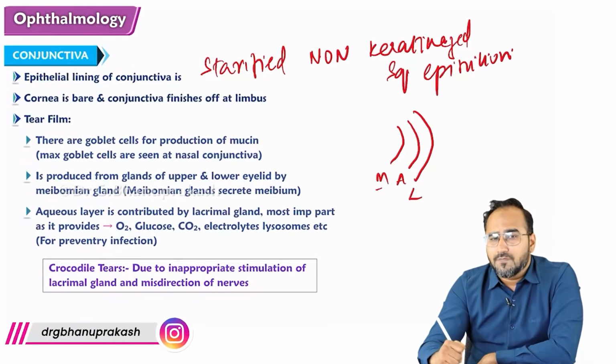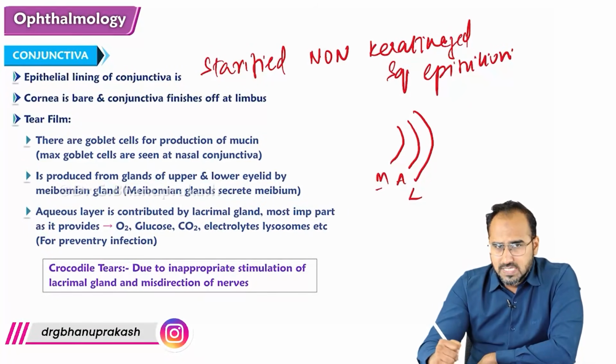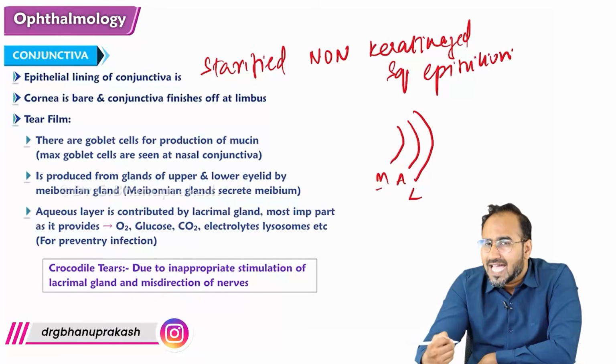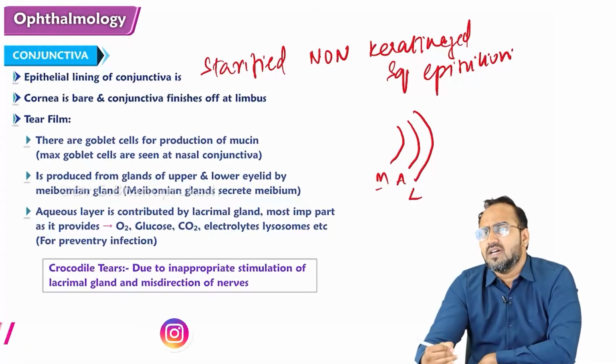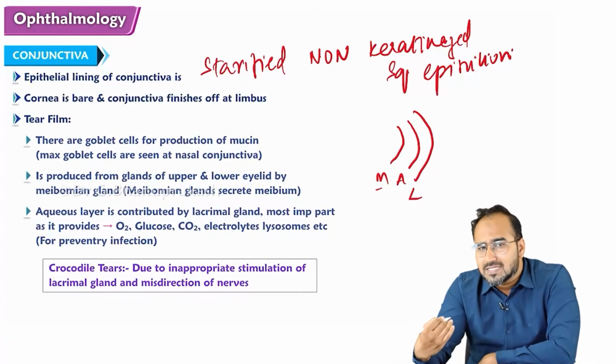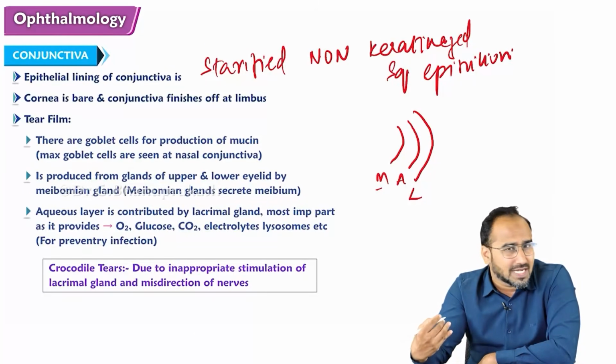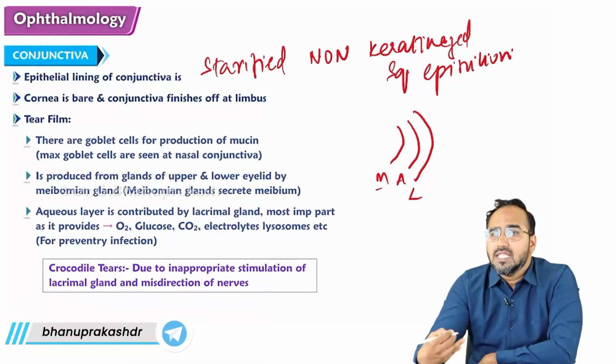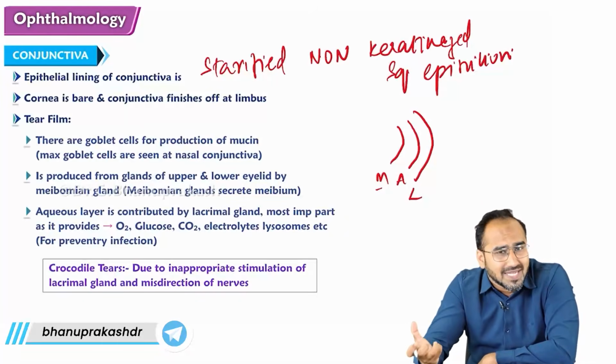The lipid layer is formed by the meibomian glands. The second is the aqueous layer, which is formed by the lacrimal gland. What is the function of the aqueous layer? The aqueous layer provides glucose and oxygen to the eye. The third layer is the mucin. The mucin layer is formed by the goblet cells of the eye. The function of the goblet cell is to hold the tear film.